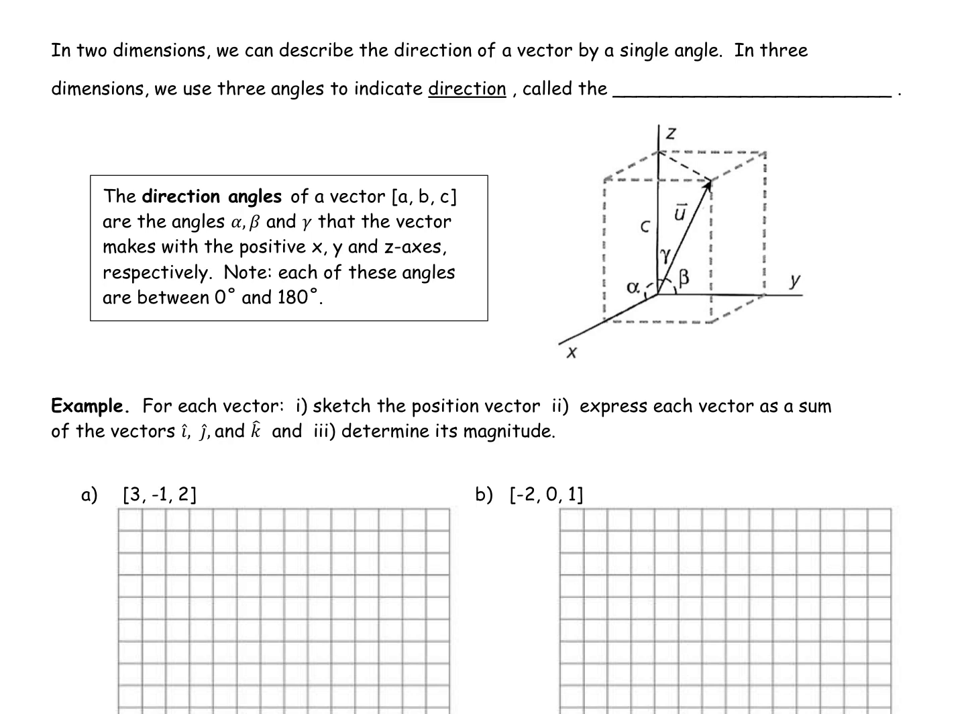Okay, so one more idea that I just want to mention. We won't do too much with this, but in 2 dimensions, we describe the direction of a vector by a single angle. In 3 dimensions, there are actually 3 different angles that we use to indicate the direction, and so these are called direction angles.